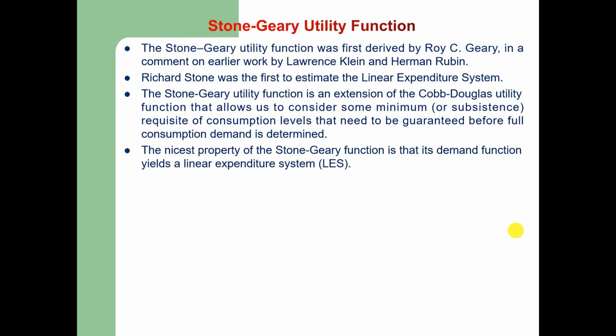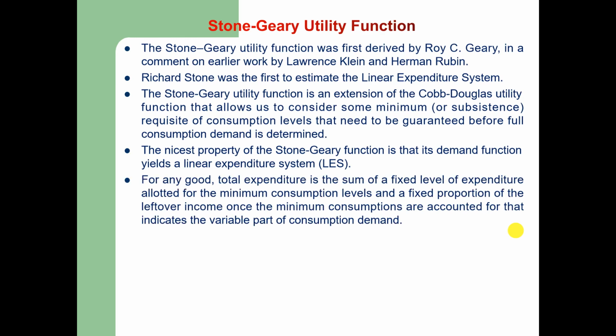The interesting property of the Stone-Geary utility function is that its demand function yields a linear expenditure system. As I mentioned earlier, Richard Stone used the function derived by Geary, and he tried to estimate the linear expenditure system. So that is why this utility function carries the name Stone-Geary, properly known as the Stone-Geary utility function.